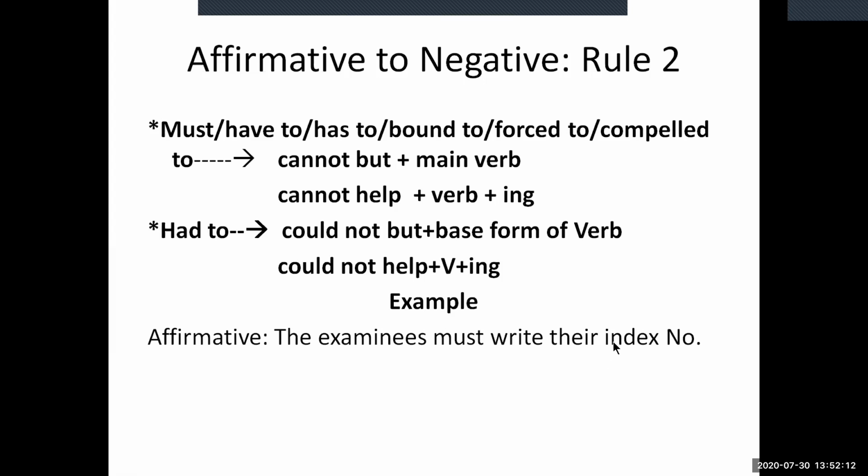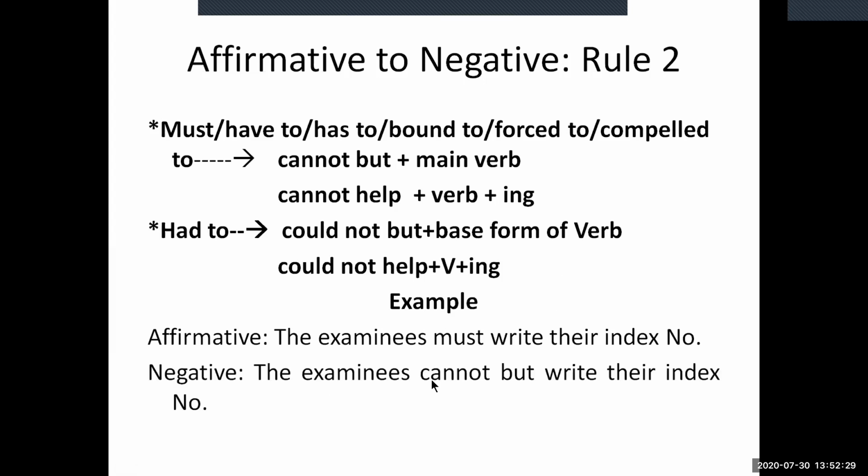Don't forget that while adding ing to this verb write, we must drop this e at the final place of the word. So it will be cannot help writing their index now. The negative sentence will read like this: the examinees cannot but write their index now, or the examinees cannot help writing their index now. This is rule 2, and I think this is the easiest one you will find in changing a sentence from affirmative to negative.